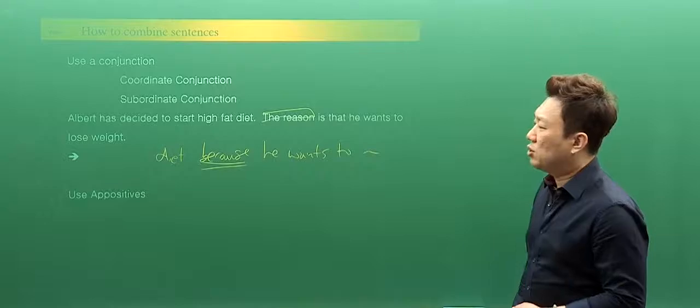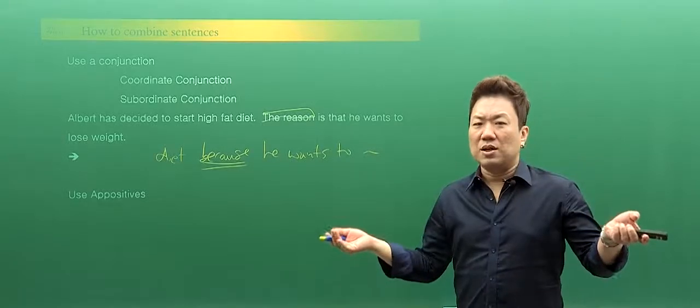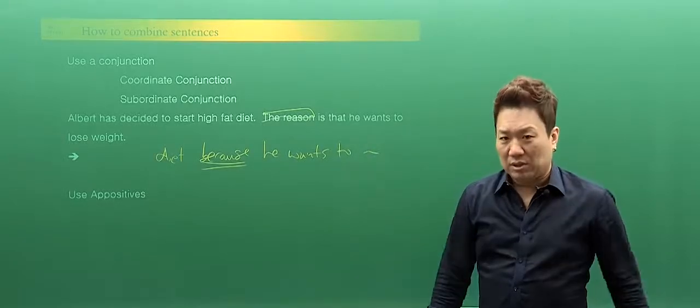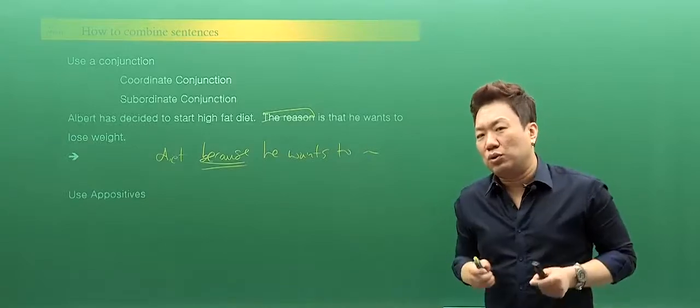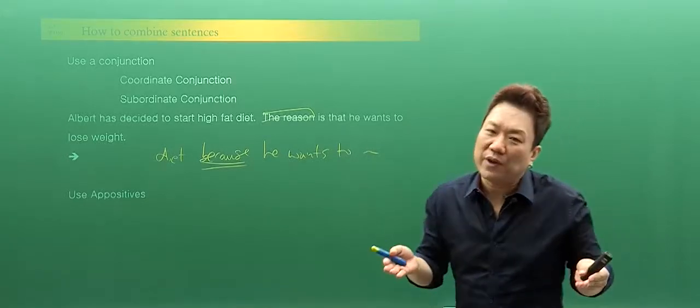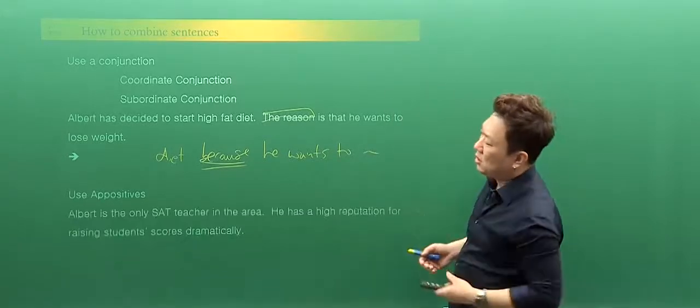Okay? Hey, let's look at appositives. What is an appositive? This is a noun phrase equal to another noun, and this noun phrase describes another noun. Let's look at the sentence.